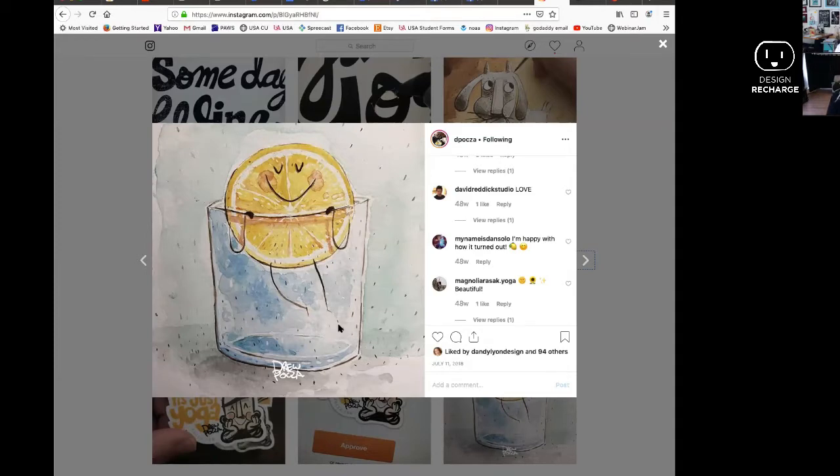Watercolor can be a real beast, I think. It's really good when you let it go. So I think watercolor and yoga are great together because you really have to just embrace it.